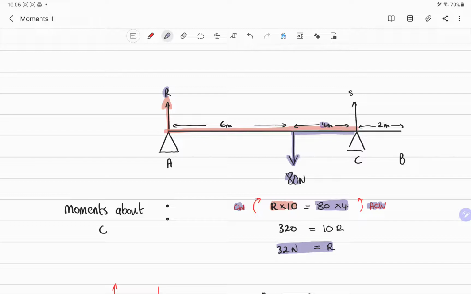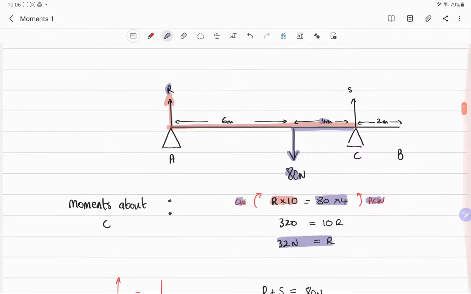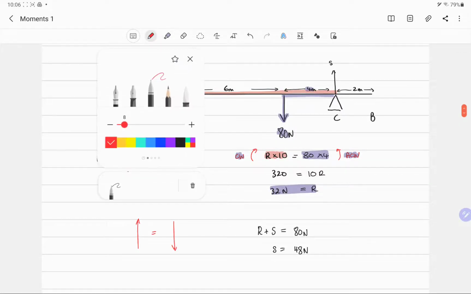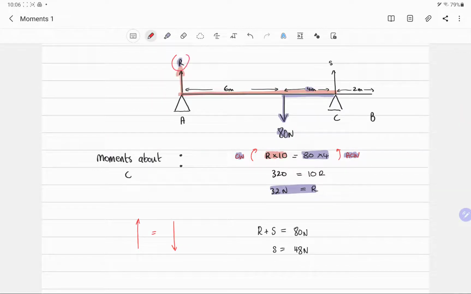The second part, to find S, what you'll do is you'll equate upwards forces with downwards forces. So our two upwards forces are R and S. And our downward force is the weight, 80. Now you've got the value of R, so just subtract it from 80 and you get your value of S.